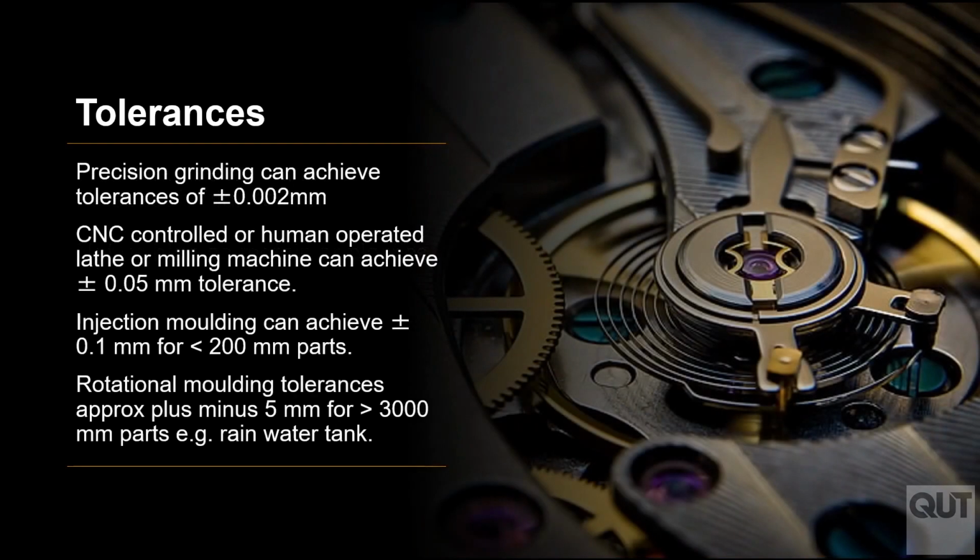Metal, on the other hand, can be precision ground to extremely high tolerances, up around the 0.002 of a millimetre. That's 2/1000th of a millimetre. CNC or human-operated mills or lathes can achieve a tolerance of around 0.05 of a millimetre. In injection moulding, typically for a part length of around 200 millimetres, you can get a tolerance of about 0.1 of a millimetre. By comparison, rotational moulding is very difficult to hold high tolerances. So with a product that's around, say, 3 metres long, let's say a rainwater tank or a kayak, you're lucky if you can get plus or minus 5 millimetres.